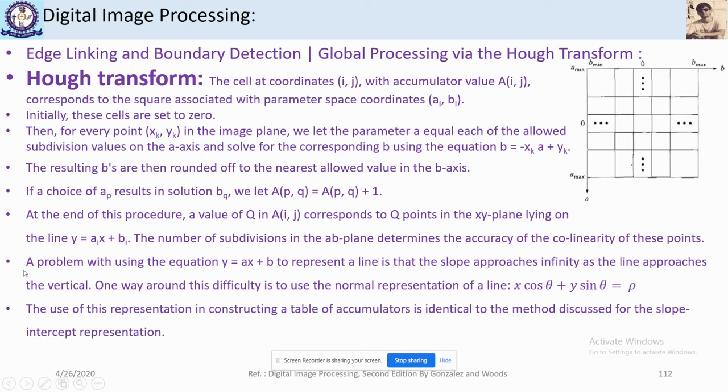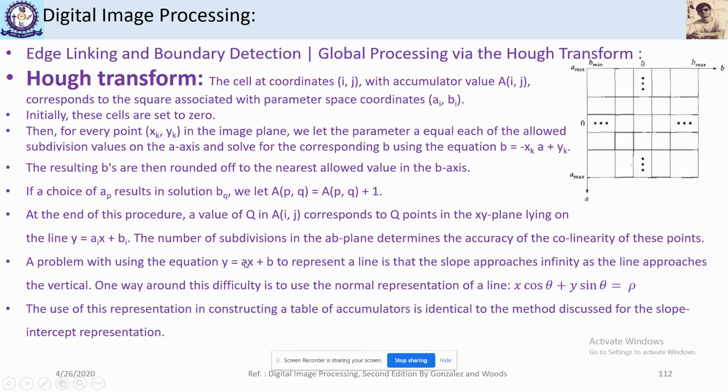Now, there is a problem with this model y is equal to ax plus b. A problem with using the equation y is equal to ax plus b to represent a line is that the slope approaches infinity as the line approaches the vertical. One way around this difficulty is to use the normal representation of a line, that is x cos theta plus y sin theta is equal to rho. Now as the slope approaches infinity, we cannot define this line appropriately. Yes, do you agree on this?